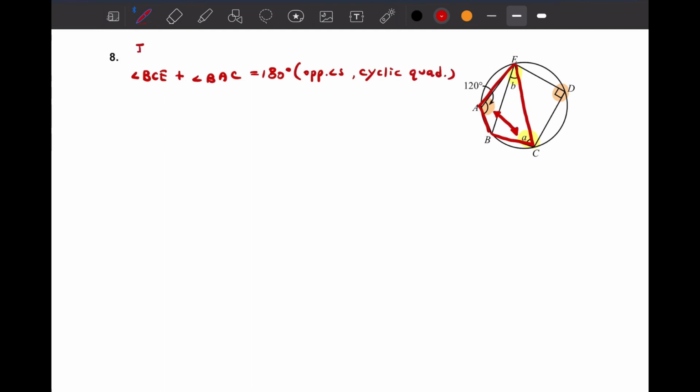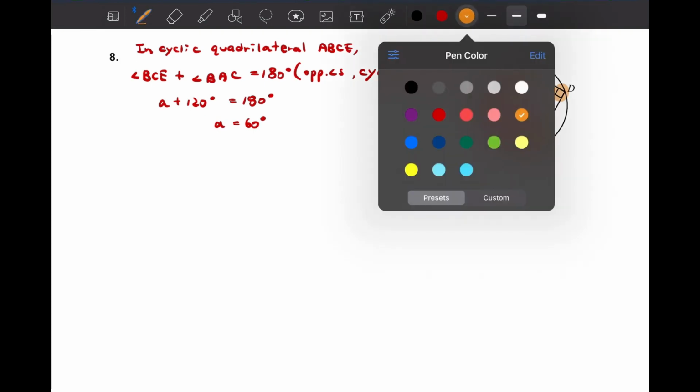Okay, so actually let me write this here as well, so you know which one I'm talking about, because later on you'll see that in this question we can use two different cyclic quadrilaterals. So the first one we're using is ABCE. So A plus 120 gives you 180, so therefore A is 60 degrees. Okay, so we found one of our unknowns.